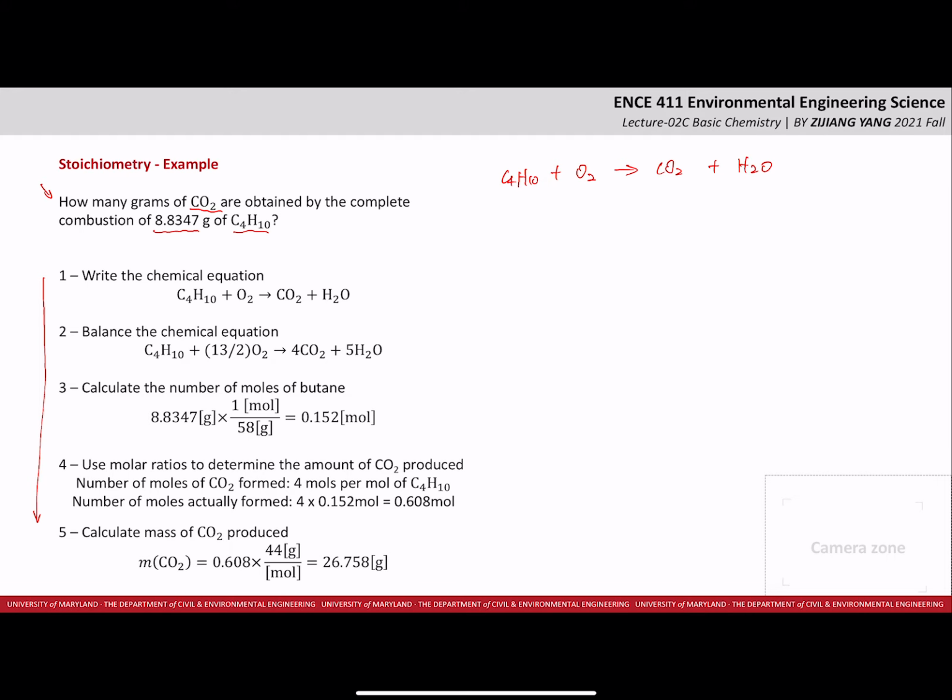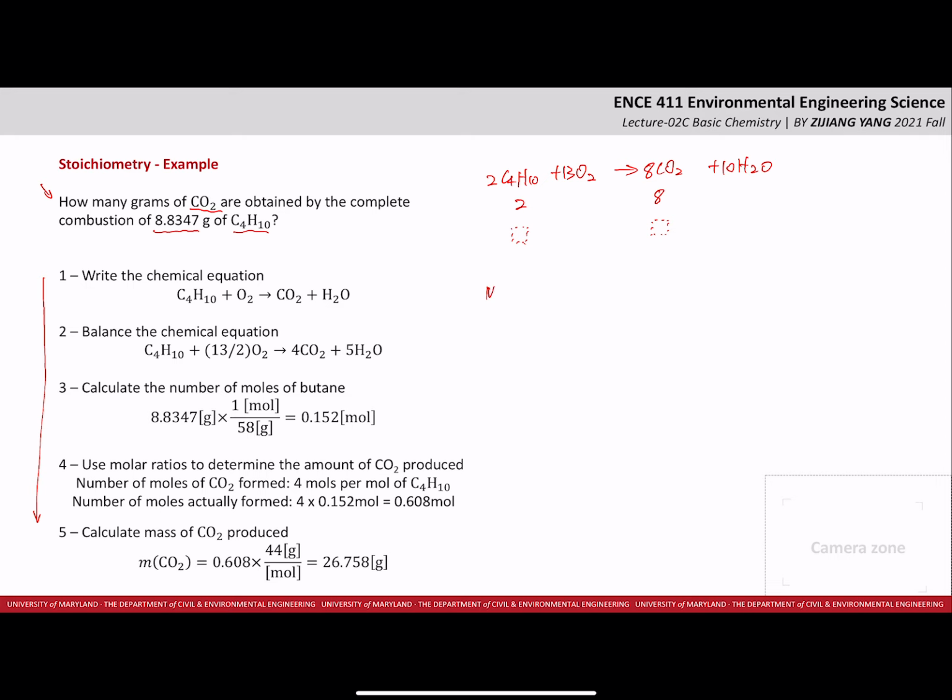And then we can balance this equation. So this should be 2, this is 13, and this is 8, and this is 10. By having this equation, we know that for the butane the coefficient is 2, and for the CO2 it is 8. And then we want to know the amount of butane and then the amount of CO2.